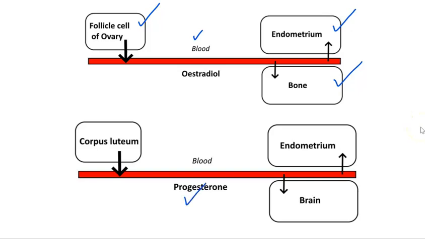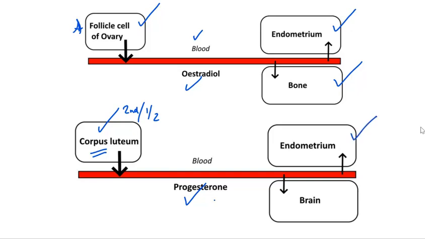Progesterone, the second hormone that we want to look at from here, is produced in the corpus luteum. The corpus luteum is the structure formed after ovulation. The follicular cells up here form a structure called the corpus luteum. So this is in the second half of the menstrual cycle in the ovary. The corpus luteum produces progesterone, and once more the target is the endometrium.